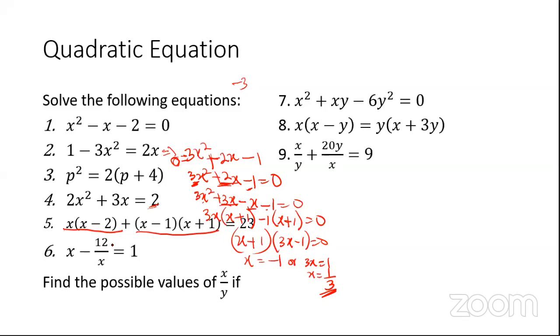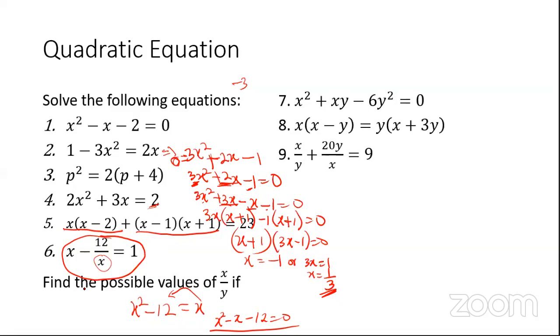Now look at this. When you see anything of this nature, either you find the LCM or you multiply through by this x that is down. So if I multiply through by x, I multiply this one by x, I'm going to have x squared. I multiply this one by x, the x down will cancel out, I have minus 12. And I multiply this one by x, I have equals x. So I can just bring this one inside. So it becomes x squared minus x minus 12 equals 0. So we can solve that.